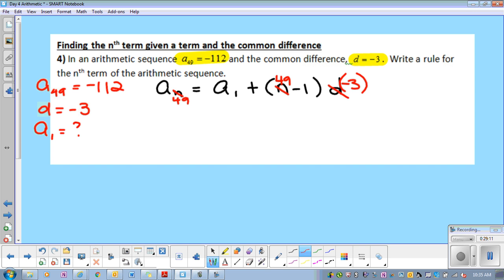And I told you, if your n has an a connected to it, like a sub 49, I want the actual number. I don't want just the 49th place. So if I rewrote this, I have negative 112 instead of the a sub 49, equals a sub 1 plus, what's 49 minus 1? 48, times what is d? Negative 3. Oh my goodness, look at that.